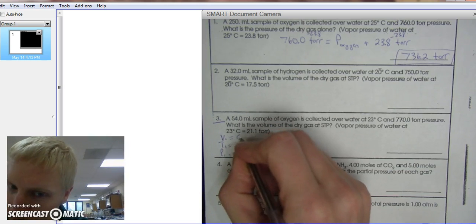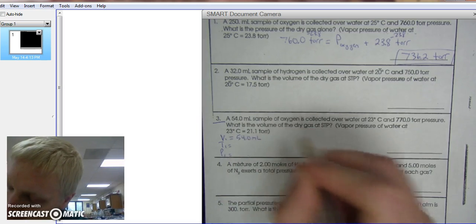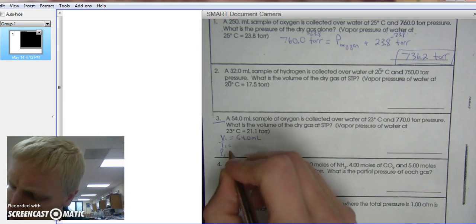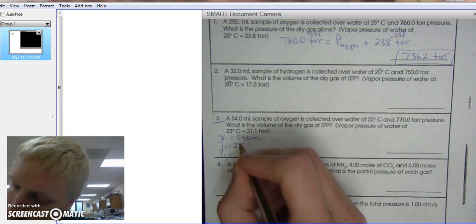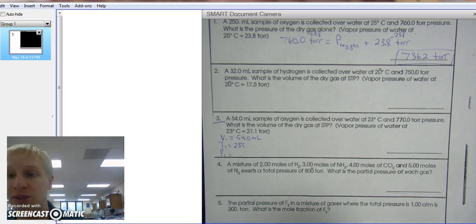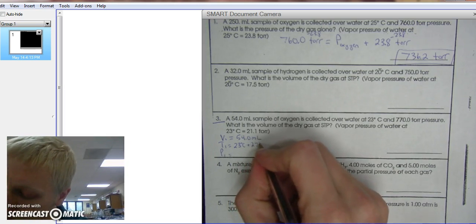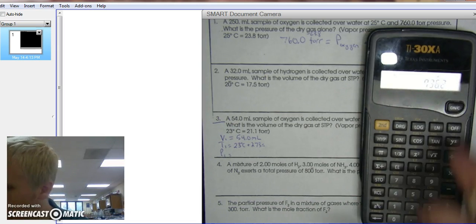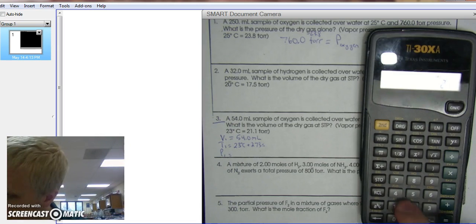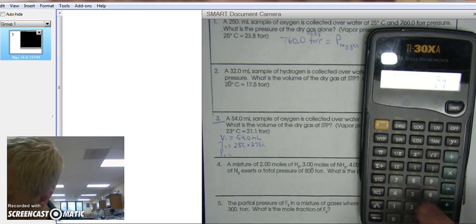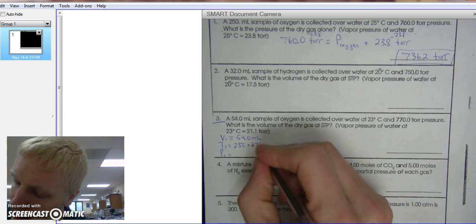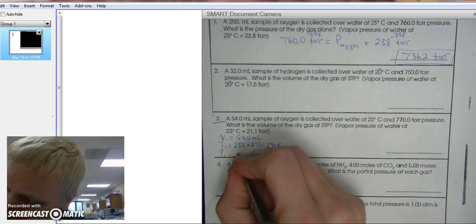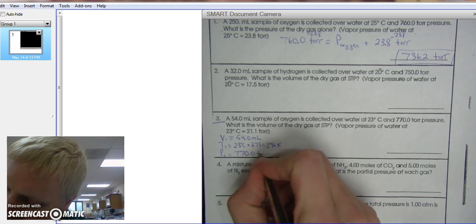So my volume 1 is 54.0 mL. My temperature 1 is 23 Celsius. But remember, for all gas laws, our temperature needs to be in Kelvin, so we're going to add 273 to that. Let's get my calculator out that I always bring to class, because I'm a prepared chemistry student. 23 plus 273 gives me 296. And then pressure 1 is 770.0 torr.